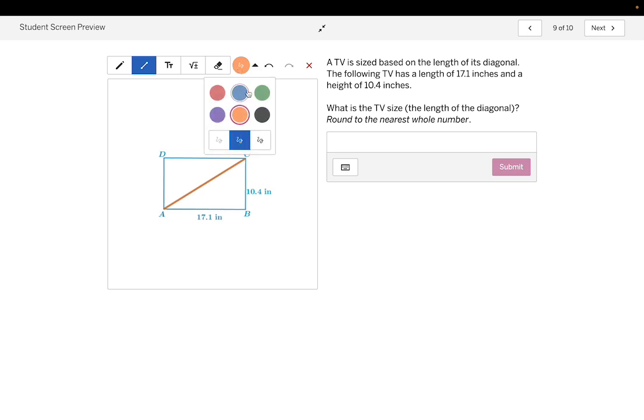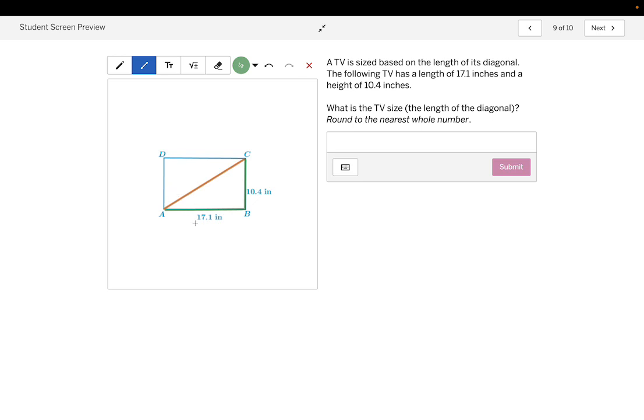The following TV has a length of 17.1 inches, so that's from A to B, and a height of 10.4 inches, so that's from B to C. What is the TV size, the length of the diagonal, rounded to the nearest whole number? So if you were to go to a store and you wanted to buy this size TV, whatever we find for our final answer, that's going to be the size that it would be advertised as.